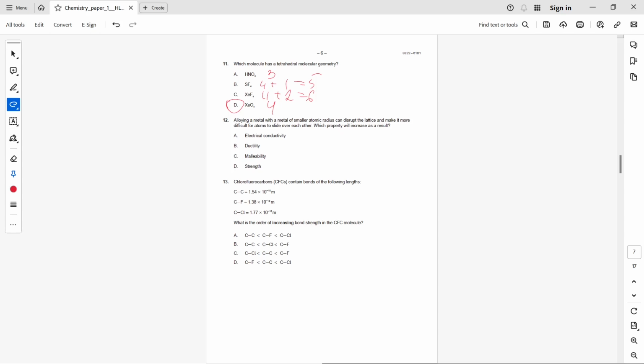Alloying a metal makes it more difficult for atoms to slide over each other. Of course, this would be strength. The next question basically is: the bigger the length of the bond, the weaker the bond. This bond has the lowest length, so it's going to be the strongest, and this is going to be the weakest bond, and the option is C.